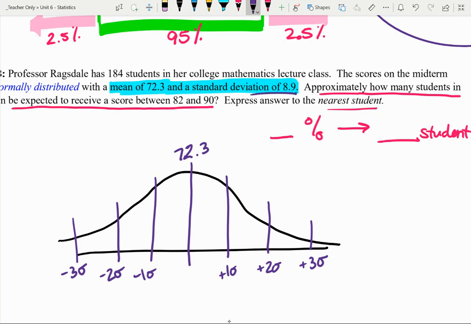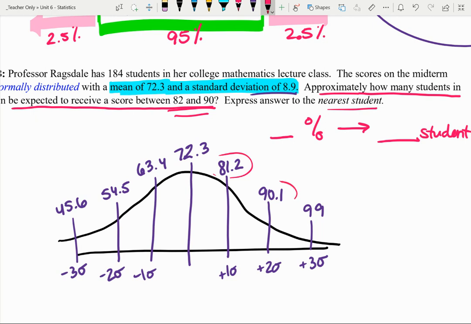So standard deviation of 8.9, I'm either going to add or subtract 8.9, so that'll be 81.2, 90.1, and 99, and then subtracting 8.9 will get me 63.4, 54.5, and 45.6. Okay, so between 82 and 90, now we've got 81.2 and we've got 90.1.